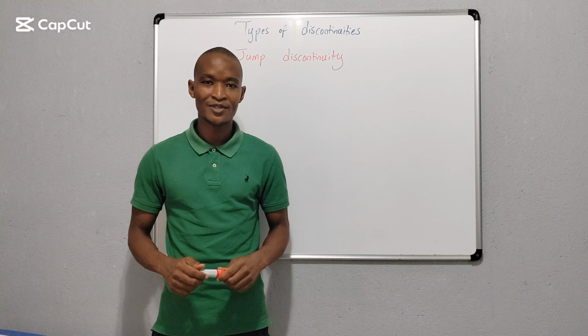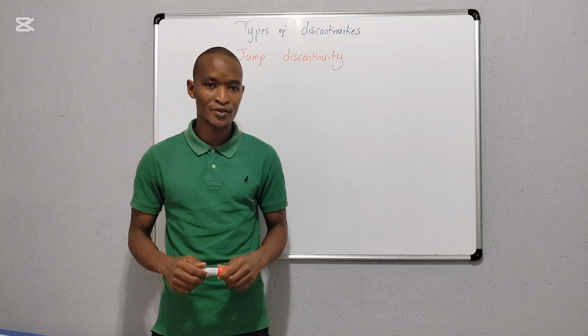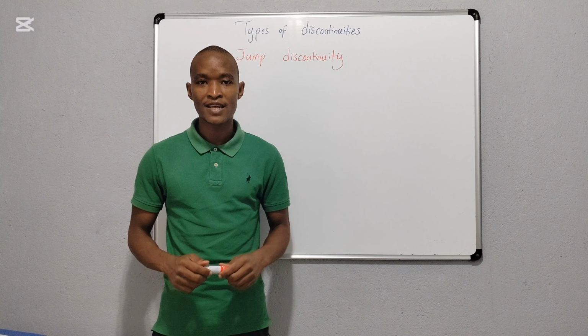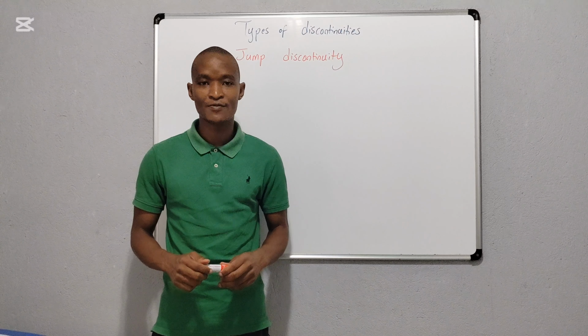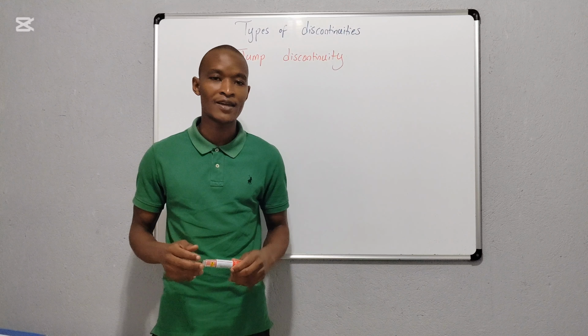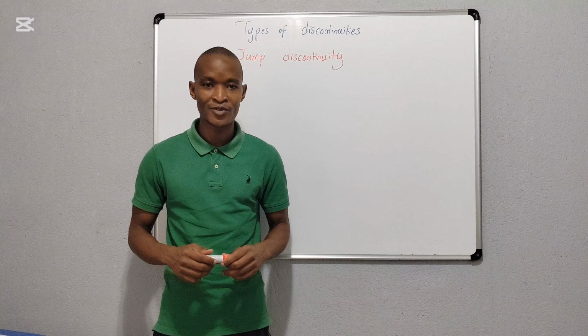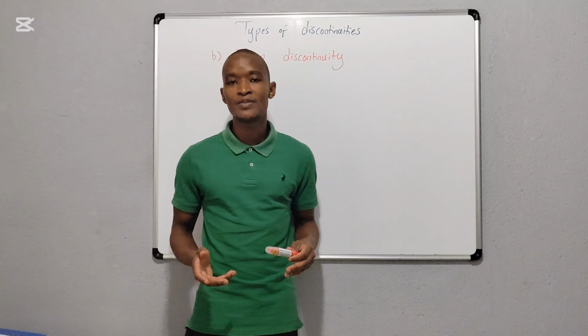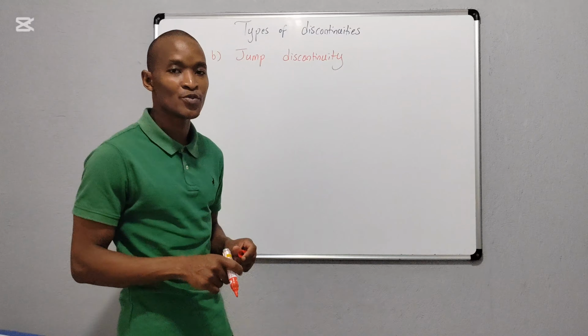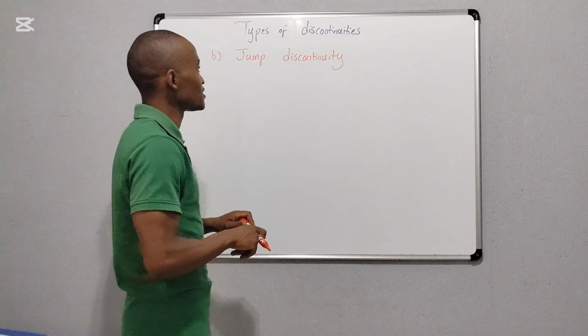Hello, and welcome to this video where we'll be going through case B of the types of discontinuities that exist for functions. We did case A already in the previous video, so if you haven't watched that, I encourage you to do so. So what is a jump discontinuity and how do we spot that in a sketch?